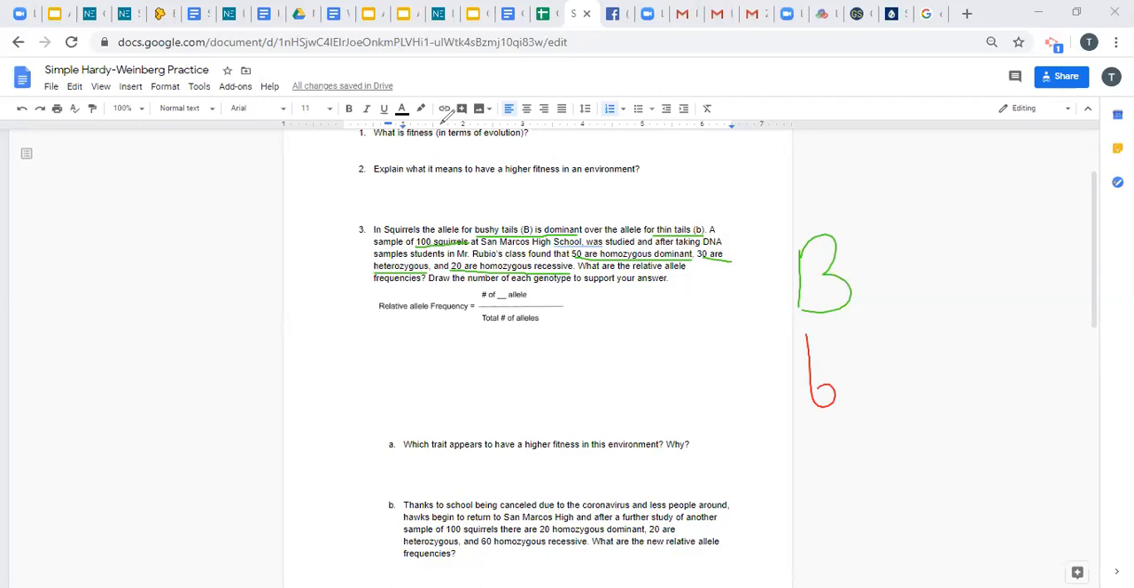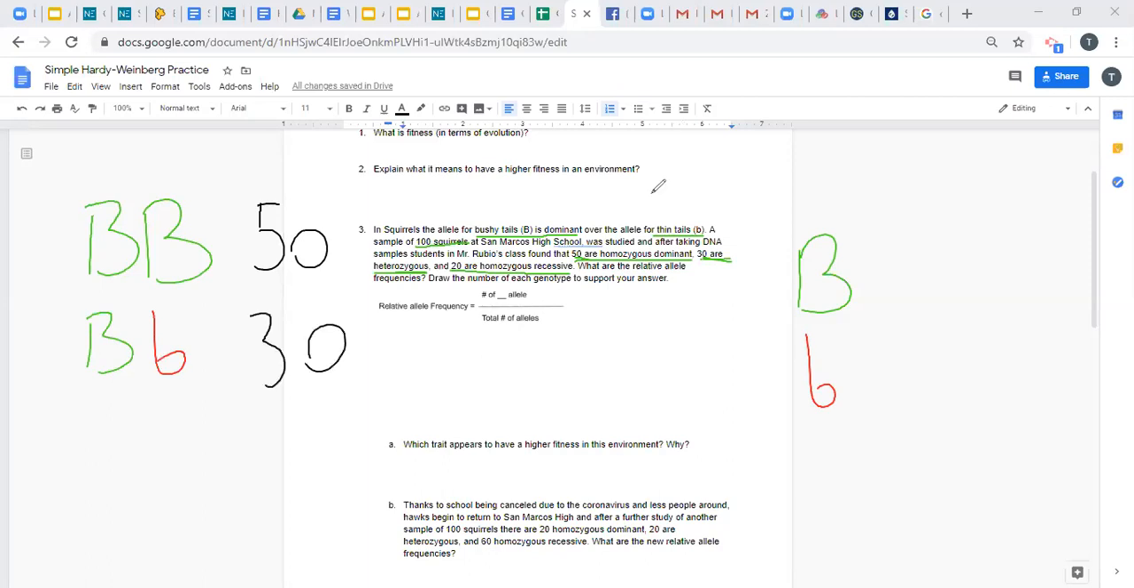The first one is homozygous dominant, and there's 50 of them. Homozygous dominant is just big B, big B, and I'll do the numbers in black. So there's 50 of them. There's 30 that are heterozygous, meaning we have one big B, one little b, and there's 30 of those. And then we have 20 that are homozygous recessive, so little b, little b, and 20 of those. Okay.